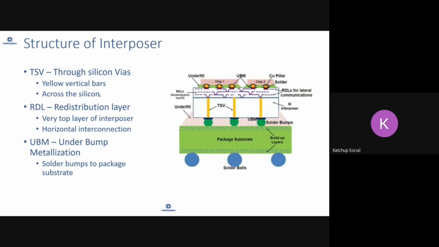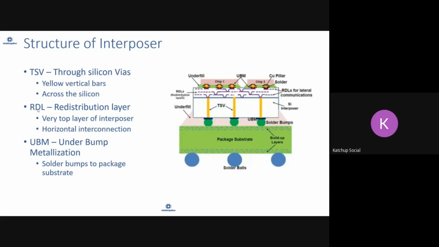So in the structure of an interposer, there are basically three kinds of elements. One is TSVs, known as through silicon vias. Through silicon vias are nothing but these yellow vertical bars across the silicon. This allows connectivity through them. These are typically very long and slightly less wide horizontally, so the aspect ratio is that they will be longer.